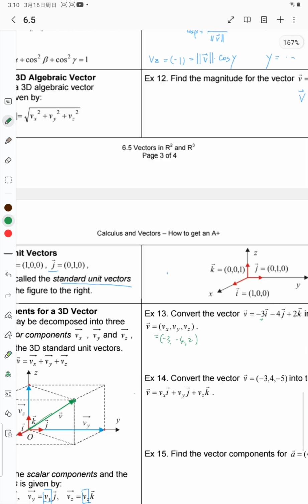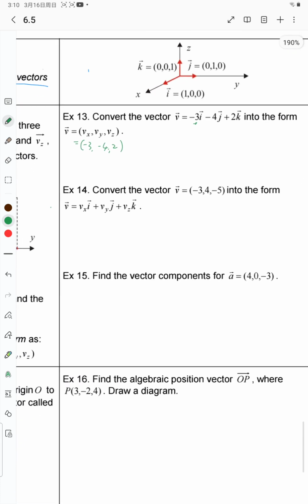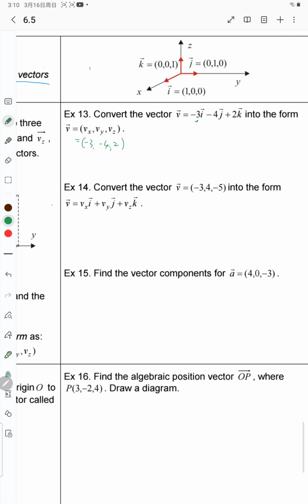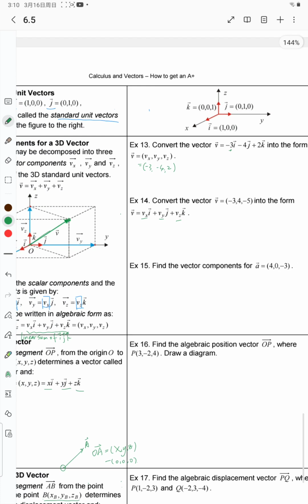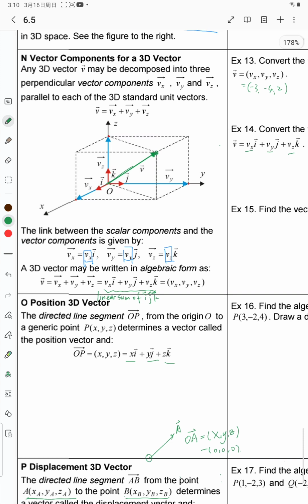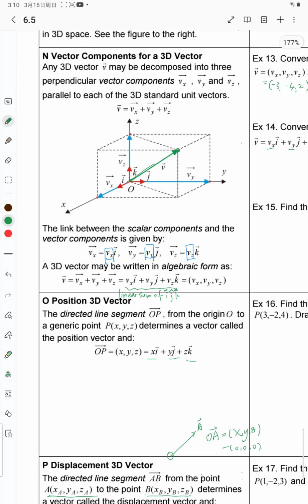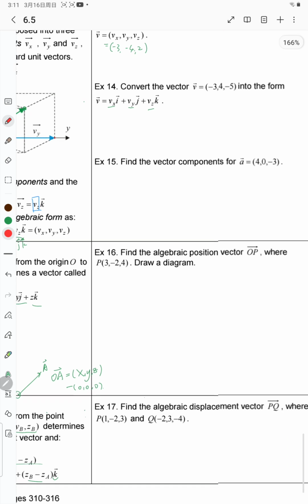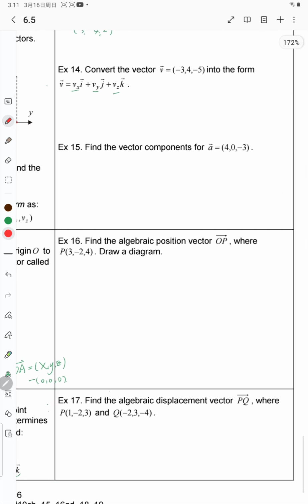Okay, there's no other page. And then again, convert this into the form. I think you know how to do it. Just vx is -3, and then vy is 4. This is -5. Find the vector components. I think you know. This is called the vector components, okay?